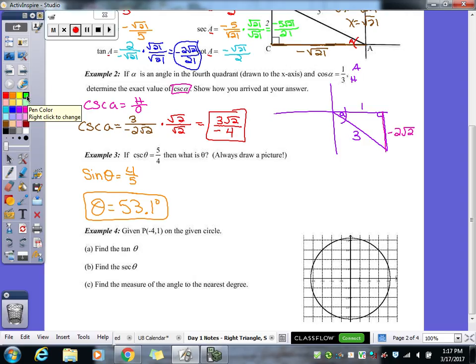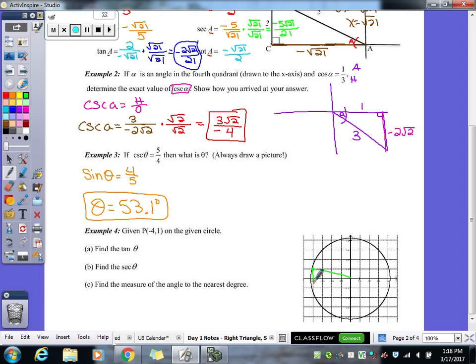All right, our next example, example 4. Given that point P is the point -4, 1, they want us to find tangent, secant, and then the actual angle measure to the nearest degree. So I'm going to first plot the point -4, 1. And then I'm going to make my triangle out of it by connecting it to the origin and then drawing it straight down to my x-axis. So we're over there in the second quadrant.